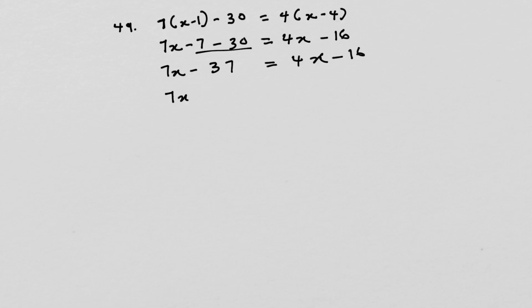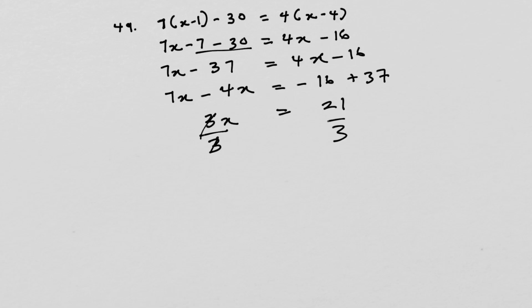Next, we will group all the x terms. We have 7x minus 4x. Then, we will group the constants. Negative 16 plus 37. 7x minus 4x is 3x. Negative 16 plus 37 is 21. Finally, we will divide through by 3 to get x equals 7.